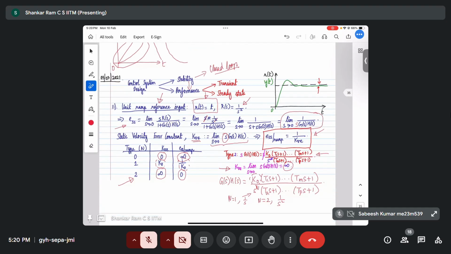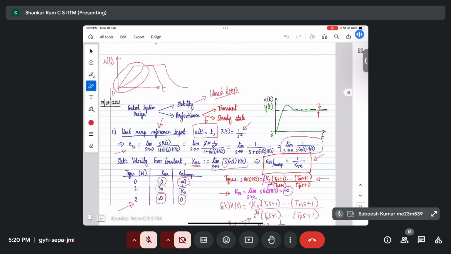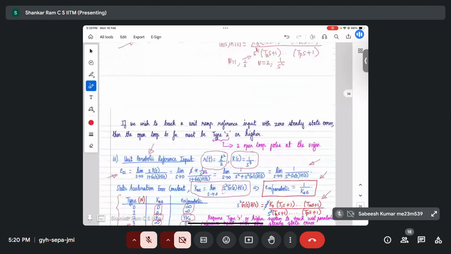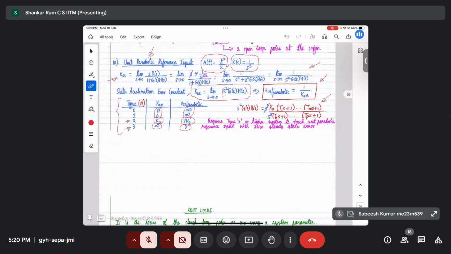Okay. So once again, in performance, we have already looked at transient performance. We looked at time constant, rise time, peak overshoot, and so on, right? So here we have looked at steady state performance. So I hope this is clear. All right, any questions before we move to the next topic in this lecture on steady state error analysis?